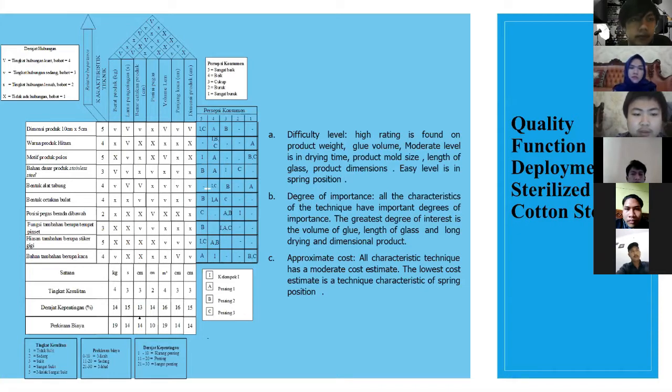The first is difficulty level. A high level rating is found on product weight and glue volume. Moderate level is in drying time, product mold size, length of glass, and product dimension. And the last, easy level, is in spring position.